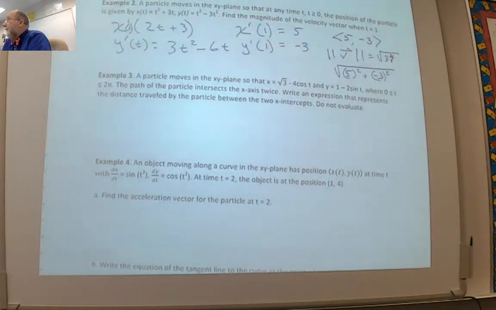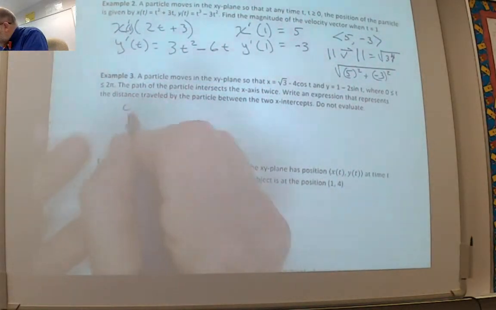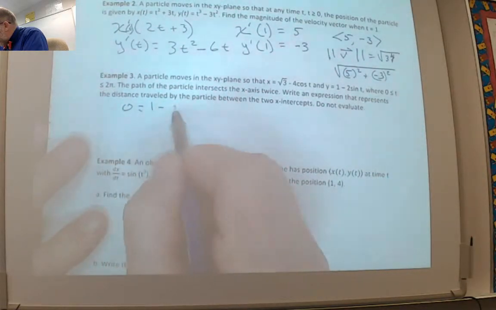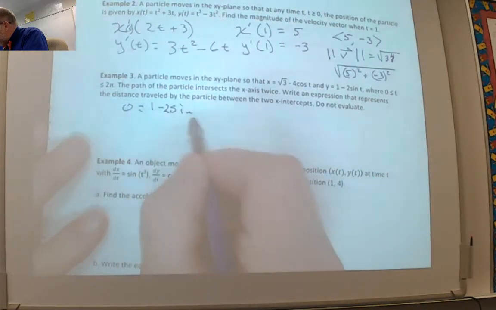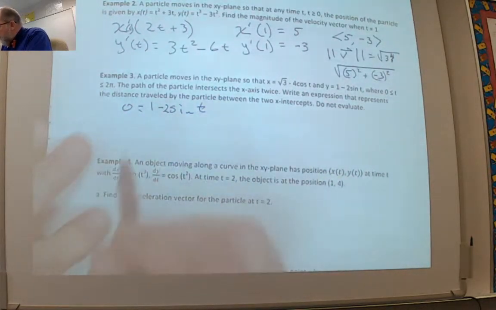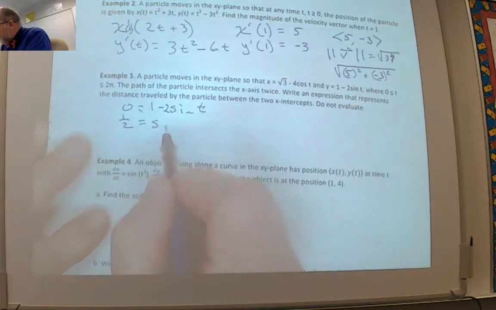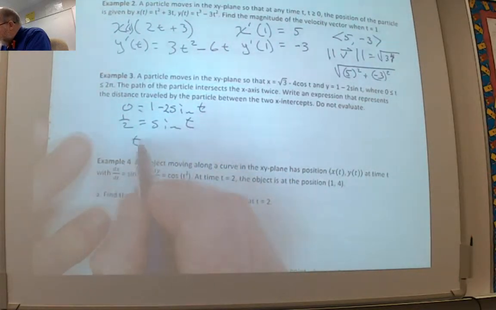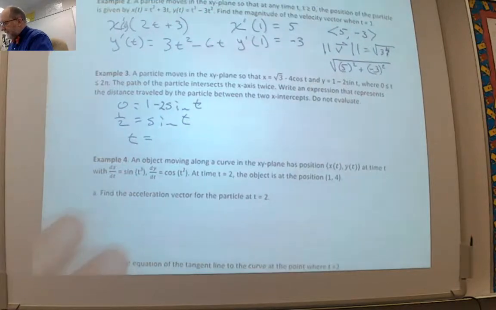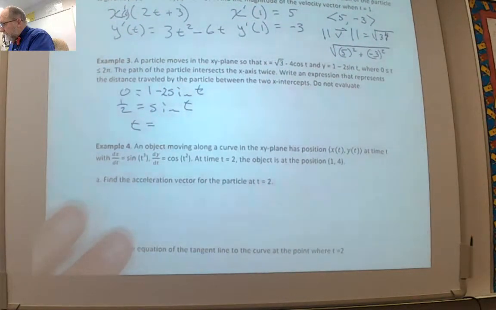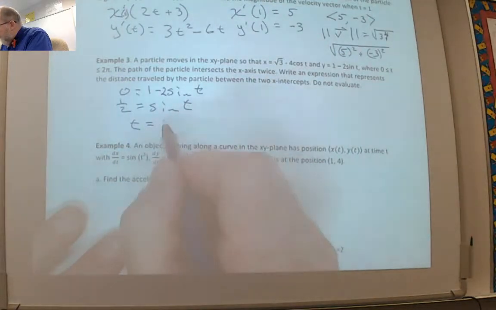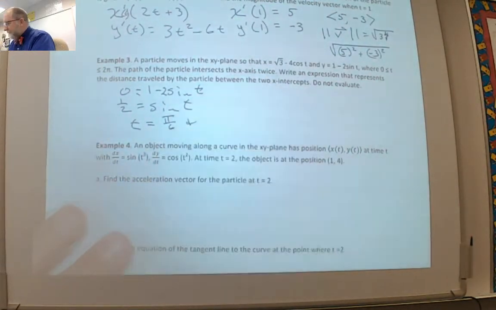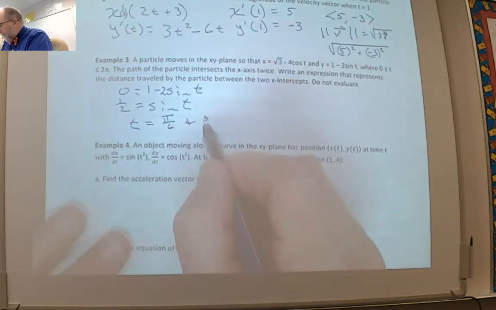Where y is 0. We've been doing a lot of these. So what are those two spots? Pi over 6 and 5 pi over 6.